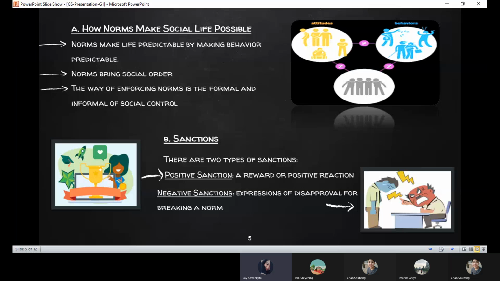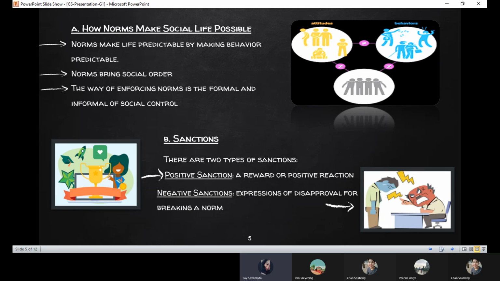For the next point, Nita will be responsible for them. Okay, thank you, Ania. So good afternoon, teacher, and hello to all classmates. My name is Saiswanita. Today I would like to explain briefly about 3 parts, which are how norm makes social life possible, the second one about sanctions, and the last one about competing explanation of deviant: sociobiology, physiology, and sociology.